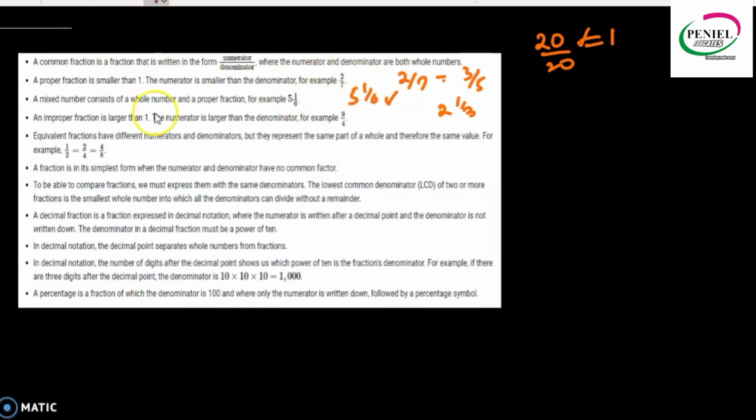So those are mixed numbers. We also discussed equivalent fractions, which I've just talked about now. We also say a fraction is in its simplest form when the numerator and denominator have no common factor. For example, when you have 1 over 2, this fraction is in the simplest form because you don't have factors to divide both again. So you reduce it to its simplest form.